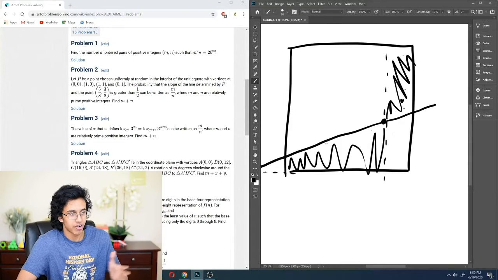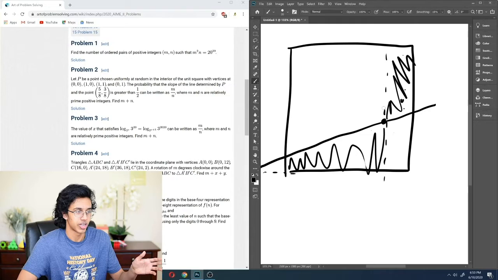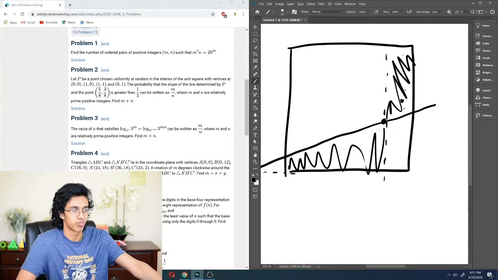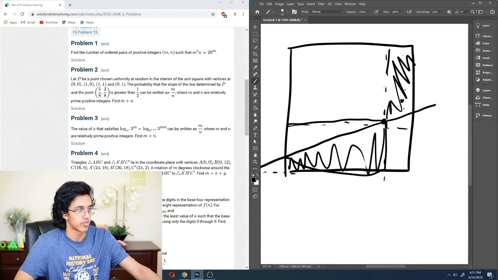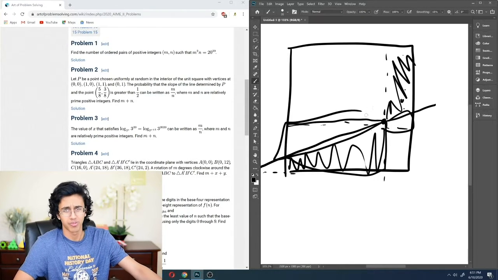So basically, because the area of the square is 1, we just need to find this area right here, the shaded area, in order to find the probability. So the way I did it in the actual thing is I drew this line over here, and I basically found the sum of the areas of these two rectangles, and then subtracted these two triangles, because trapezoids are really annoying to deal with.